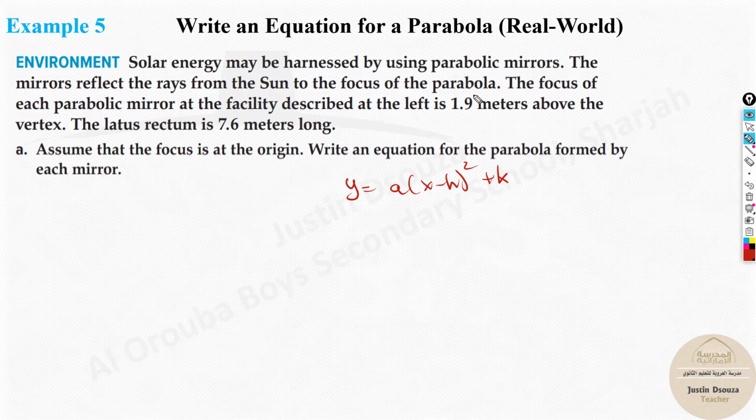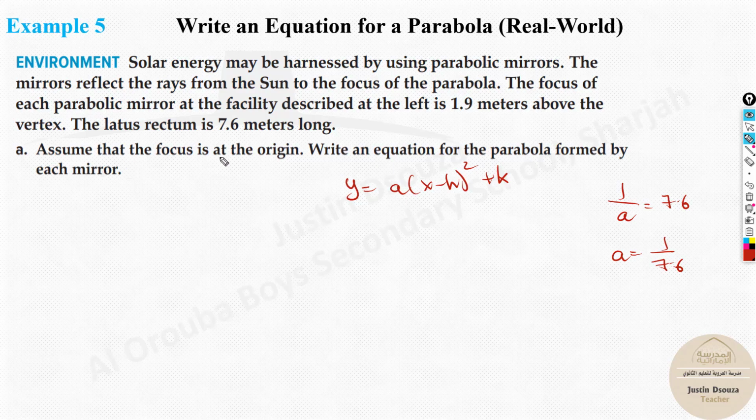And now we don't know much. What is the vertex? Nothing is given. The latus rectum is given. That is, 1 by a is the latus rectum. That is equal to 7.6. What is the a value? a will be 1 by 7.6. Okay, this a value is known. x is known. We need h and k. That is the most important thing, right?